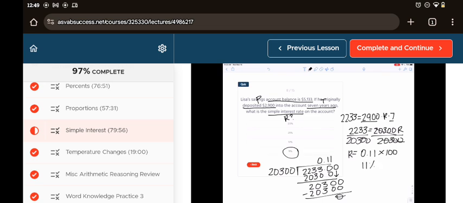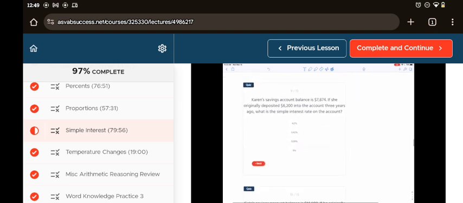So number 9 says, Karen's savings account balance is $7,874. If she originally deposited $6,200 into the account 3 years ago, what is the simple interest rate on the account?